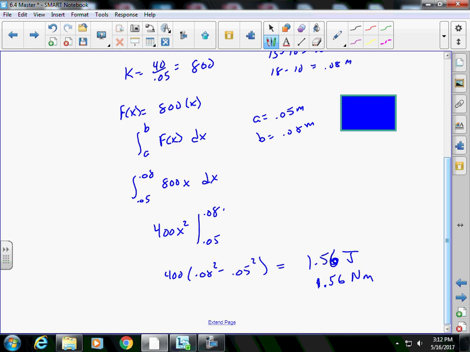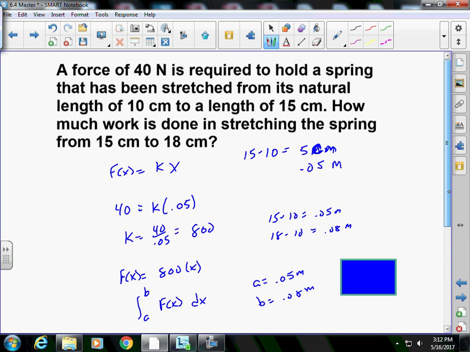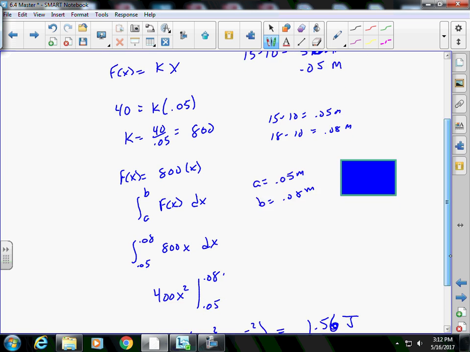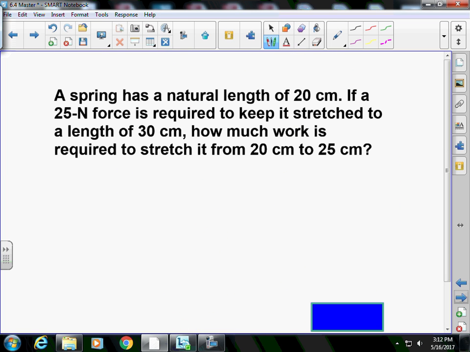Let's look at the next problem. And again, this is the first problem. The force, boom, and we worked it out. So here's the next one. It says a spring has a natural length of 20 centimeters. If a 25 Newton force is required to keep it stretched to a length of 30 centimeters, how much work is required to stretch it?